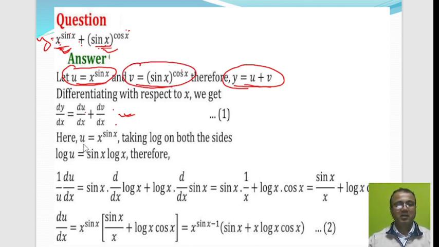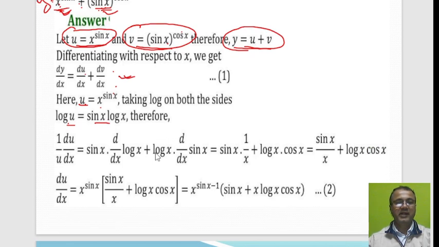Okay, so here u equal to x to the power sin x, isn't it? So here we have to take the logarithm. By taking logarithm, we'll get this one, and from here you can find the value of du/dx. After simplification, we'll get the value of du/dx here. What is the value of du/dx? We are getting this much: x to the power sin x minus 1 into sin x plus x log x cos x.